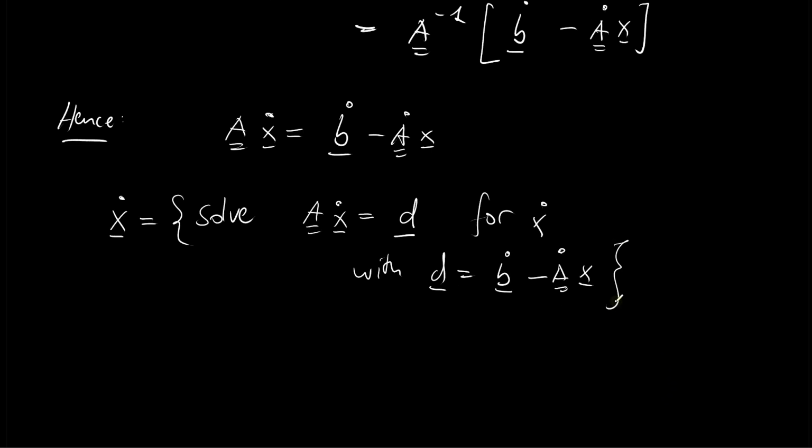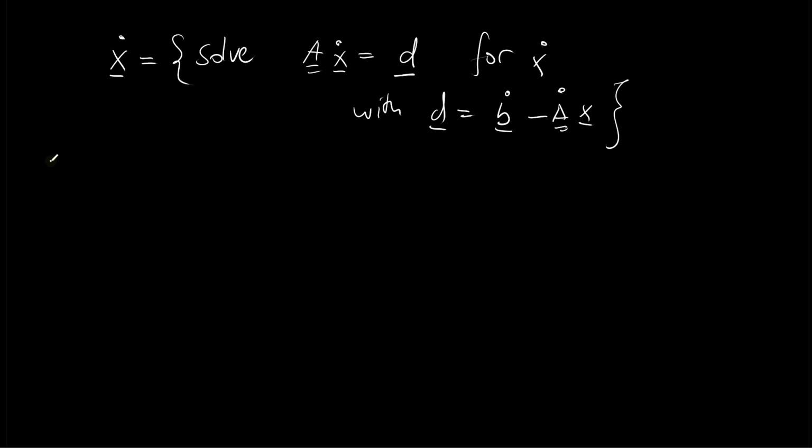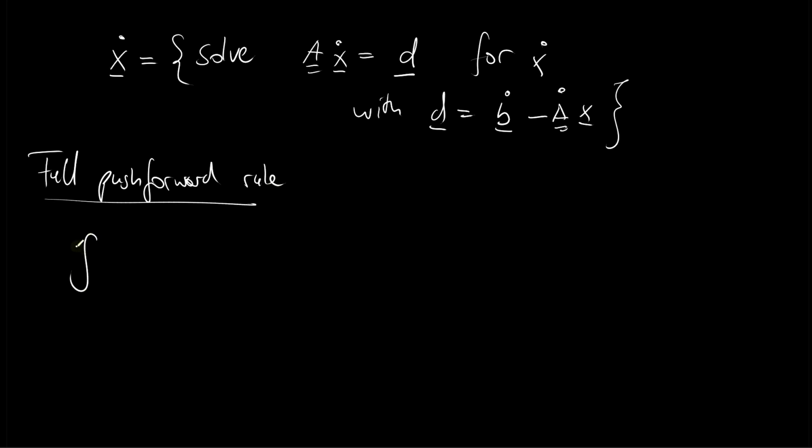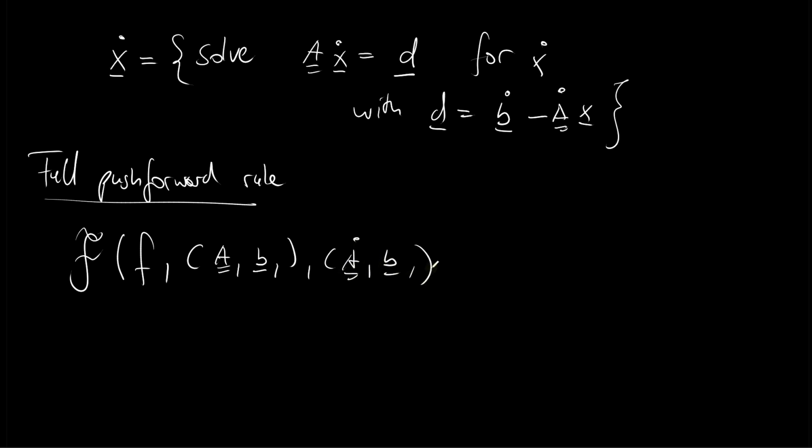And with this, we can now formulate the full push-forward rule. So this is what we're going to do next, the full push-forward rule. We will push forward tangent information on the function f, which was the linear system solver, given the primal inputs A and B, as well as tangent inputs A dot and B dot. And crucially, these are all given. So you have the numeric values of A, B, A dot and B dot, of course.